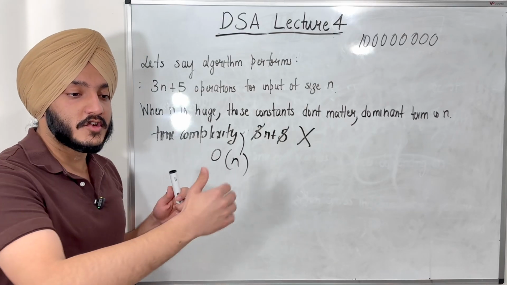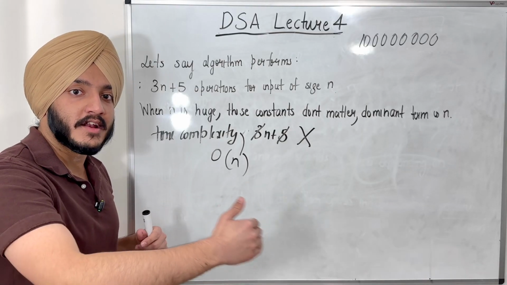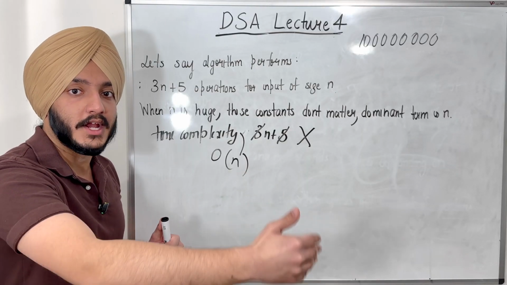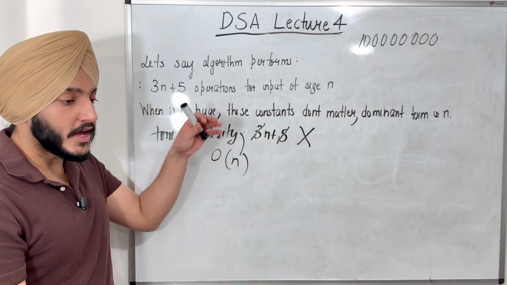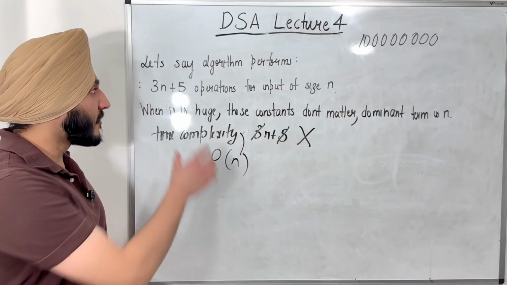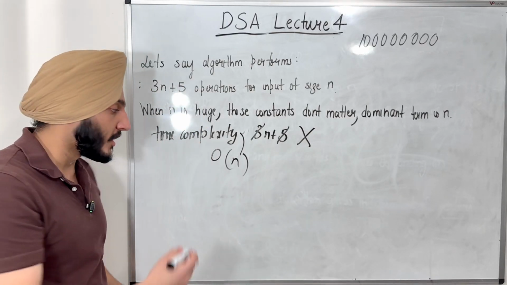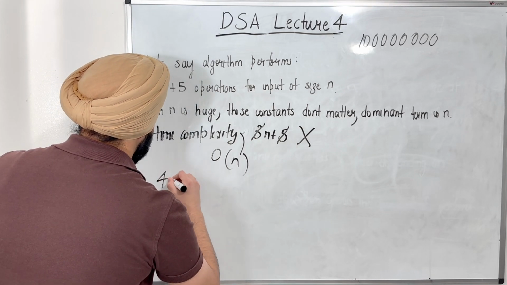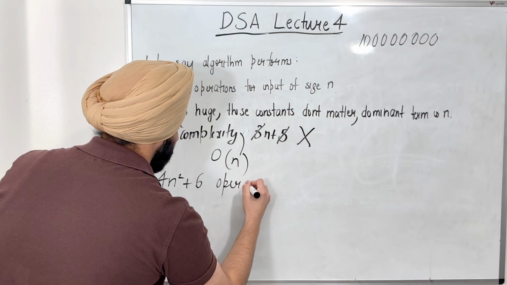We are getting a general idea of, as the input size is increasing, how much more time my code is going to need, right? And another important part is that for very big data sets, we just get rid of these constant operations in our code. Let's take another example, right? Let's say your code takes 4n square plus 6 operations.